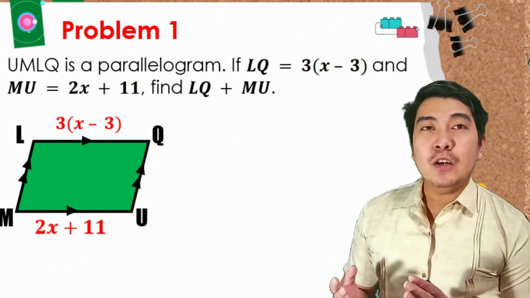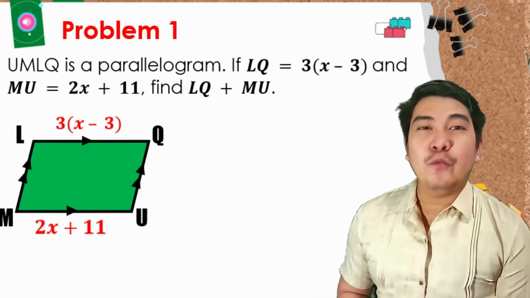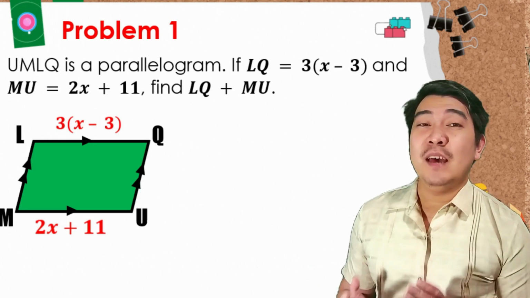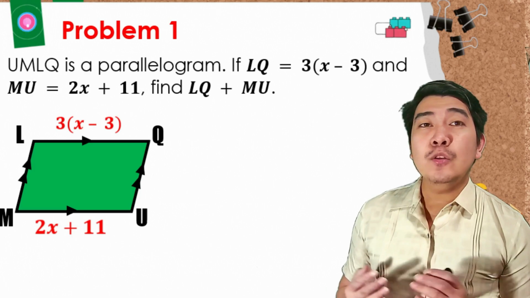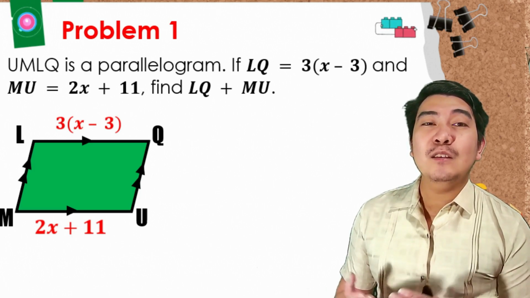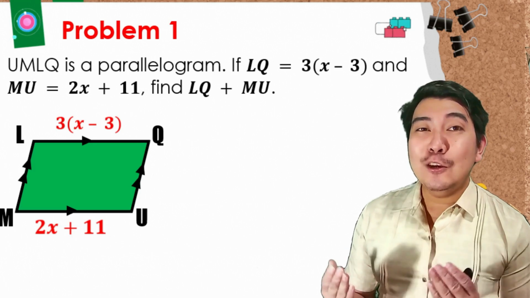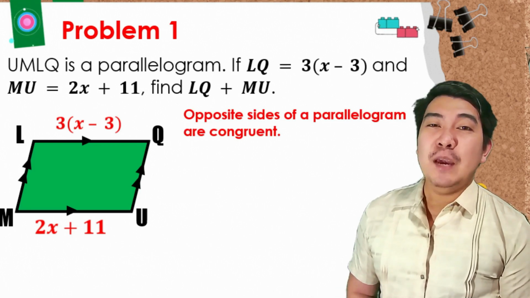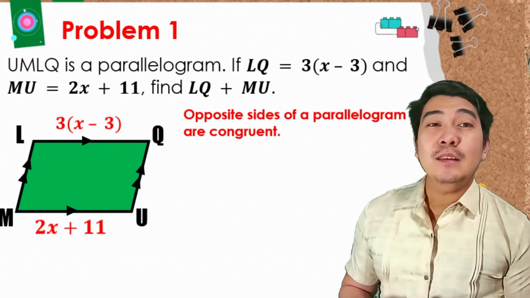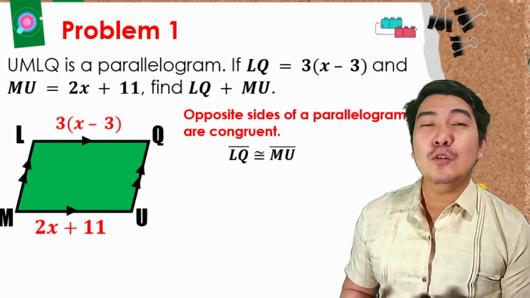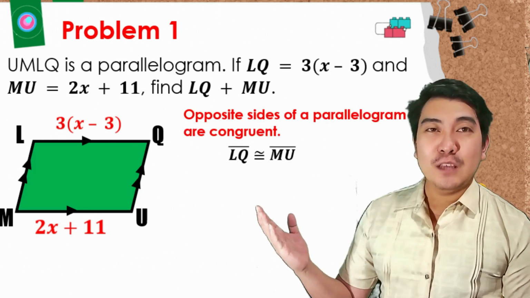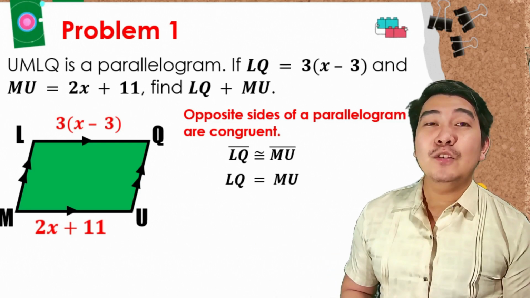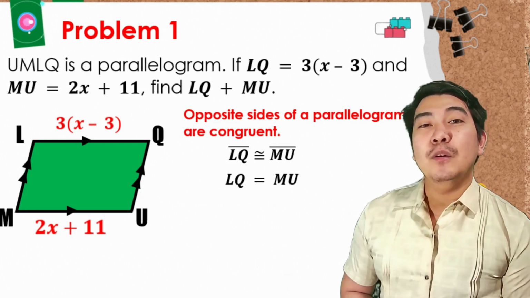So the given parts of this parallelogram are the sides of the parallelogram. And if you can see, those sides are considered as the opposite sides. So what property are we going to use for us to relate the sides of the parallelogram which are LQ and MU? The property will be opposite sides of a parallelogram are congruent. So we can relate the two segments as congruent. Segment LQ is congruent to segment MU. Since their lengths are congruent, we can say that their measures are equal. So we have LQ is equal to MU.